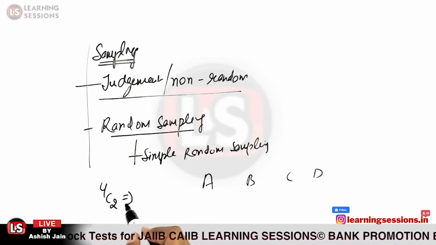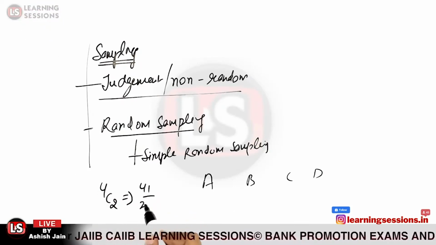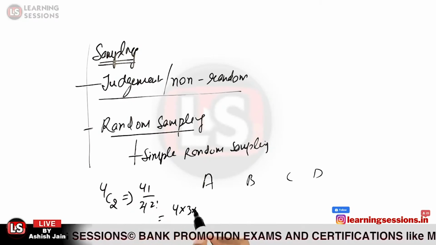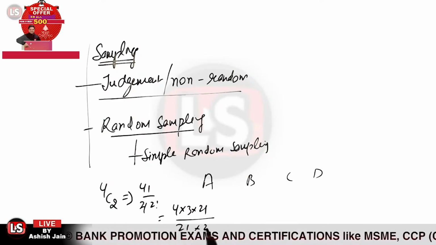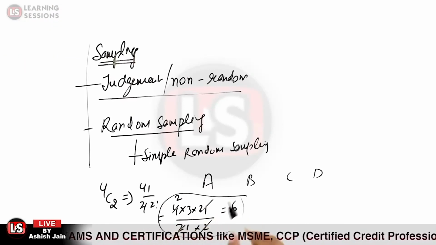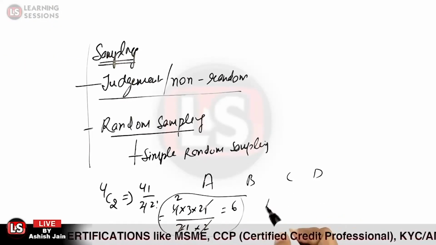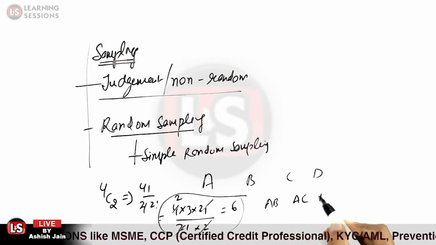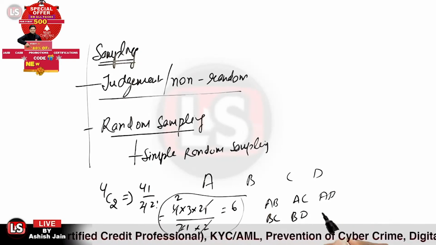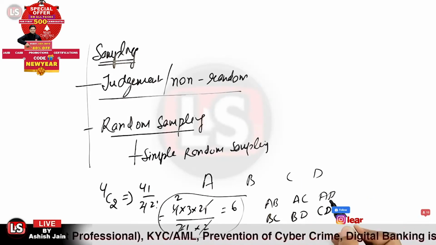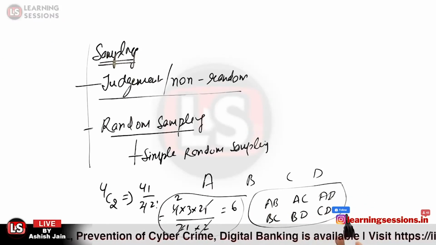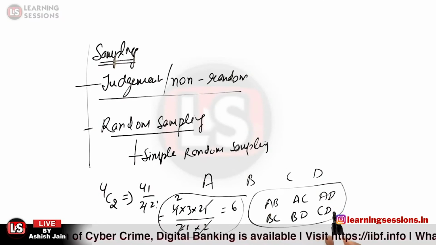How can we solve 4C2? It is equal to 4 factorial divided by 2 factorial into 2 factorial. So we solve it as 4 into 3 into 2 factorial divided by 2 factorial into 2 factorial. So it will be 6 events, 6 combinations, and those combinations will be AB, AC, AD, BC, BD, and further CD. These 6 combinations can be there, and if we want to select one combination out of it, what would be the probability related to it?